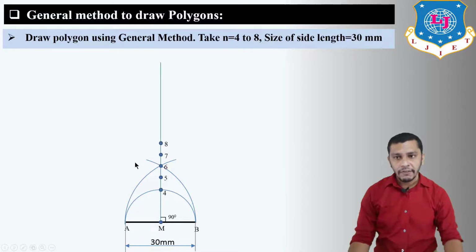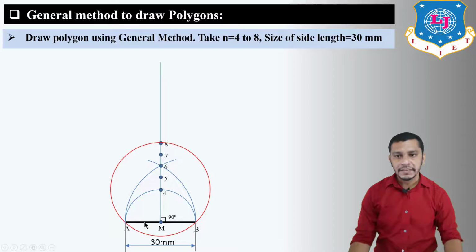So after marking these points, we can say that these points are the centers of the circle for square, pentagon, hexagon, heptagon and octagon. So if you want to draw this square, take center at 4 and radius is equal to 4 to A, draw the circle.